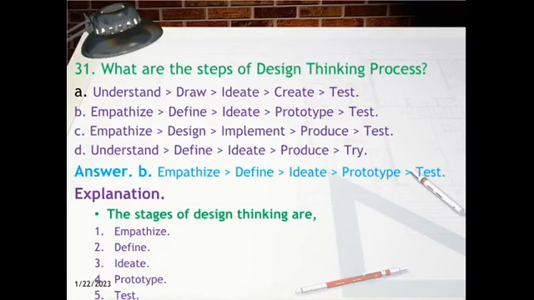31. What are the steps of the design thinking process? A. Understand, draw, ideate, create, test. B. Empathize, define, ideate, prototype, test. C. Empathize, design, implement, produce, test. D. Understand, define, ideate, produce, try. Answer: B. Empathize, define, ideate, prototype, test. Explanation. The stages of design thinking are empathize, define, ideate, prototype, test.